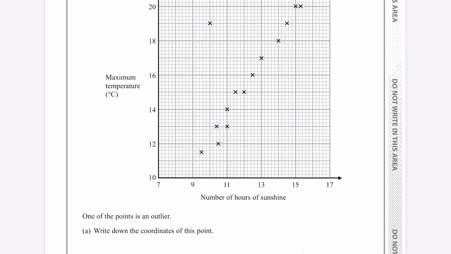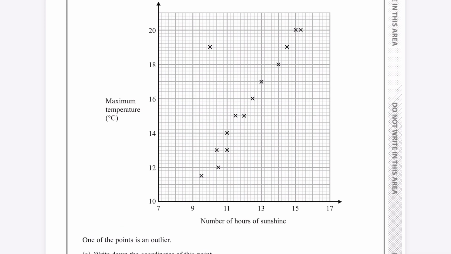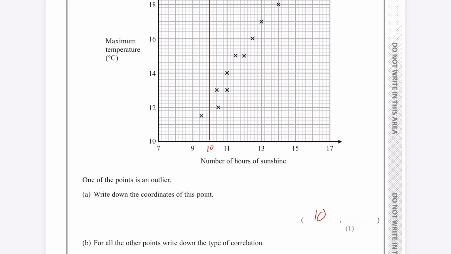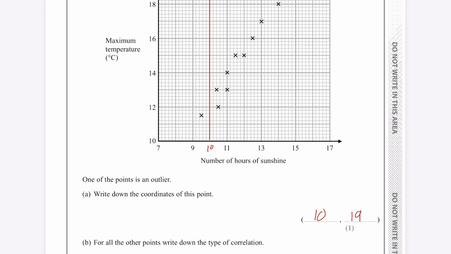None of the points is an outlier. Write down the coordinates of this point. So the point that's an outlier is the point that doesn't follow the normal pattern, so that will be this one. The coordinates of this point, so we can draw a line across horizontally and a line down using a ruler, and you end up with 10 there and 19 there. So that'll be 10 and 19.